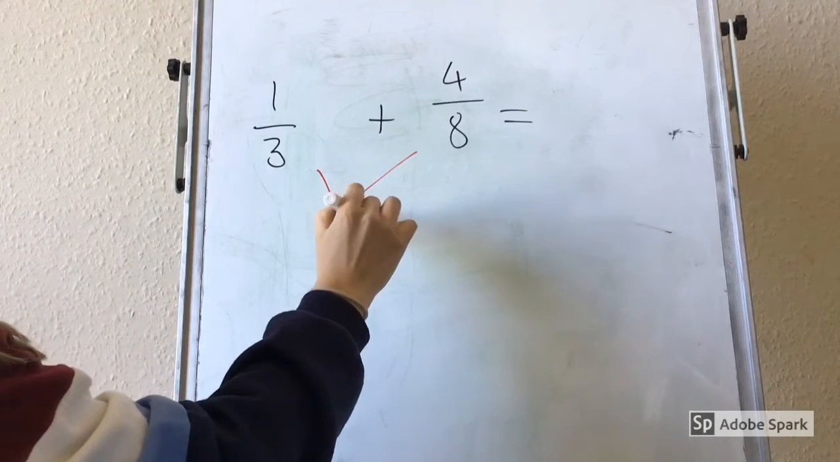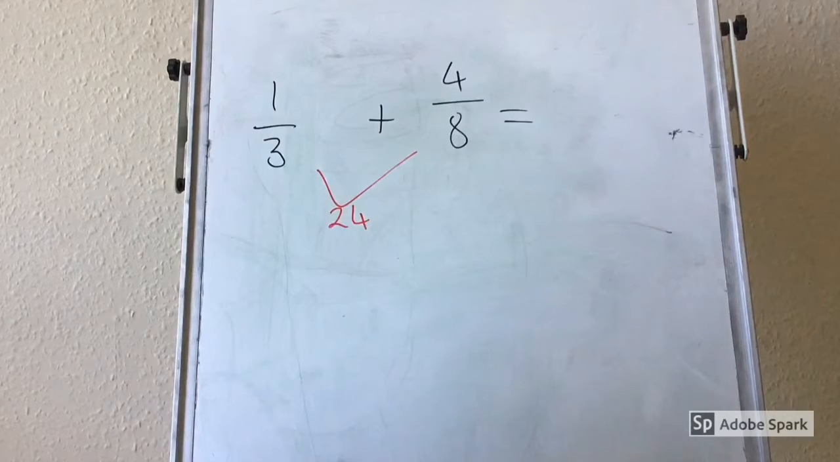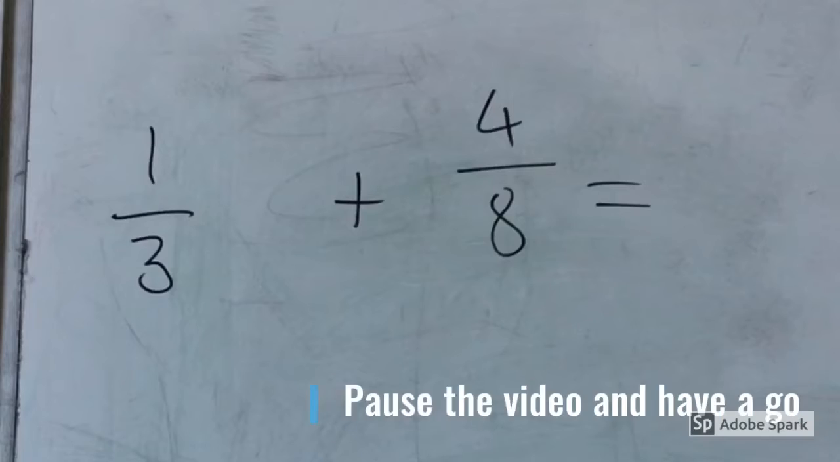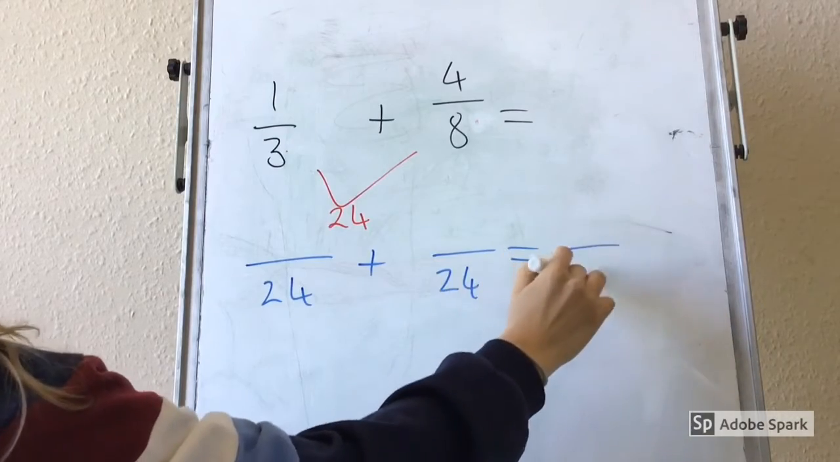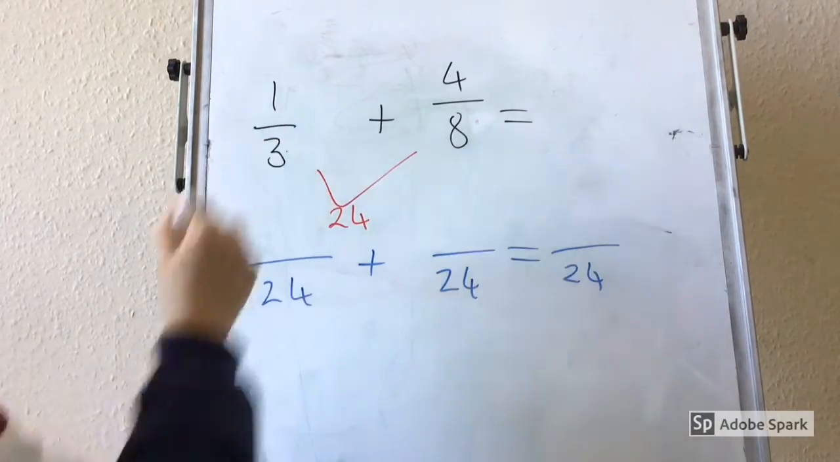Here we have 1/3 plus 4 eighths. Pause the video and have a go. Hopefully you chose the common denominator of 24, because this is the lowest common multiple between 3 and 8.